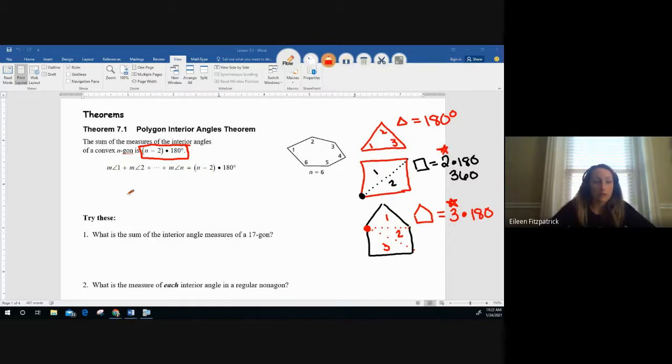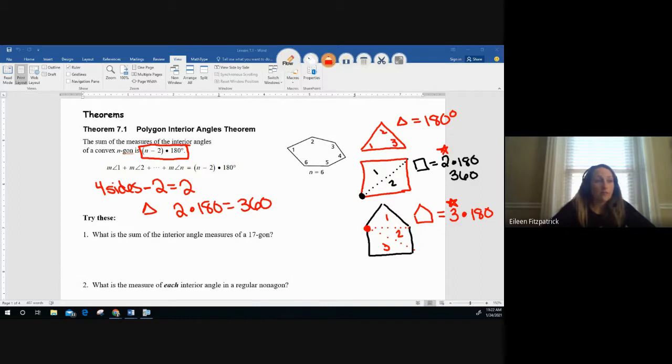Okay, well, what you did was you took the four sides, you subtracted 2 to get 2, right? There were two triangles, and you took 2 times 180 to get 360. Okay, so that's what we did for our four-sided figure.